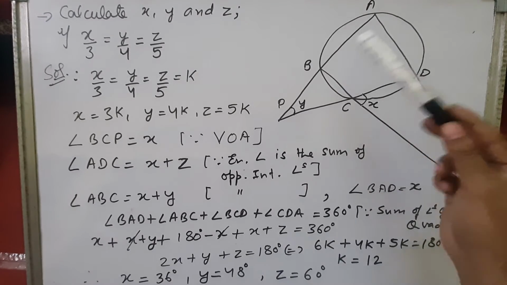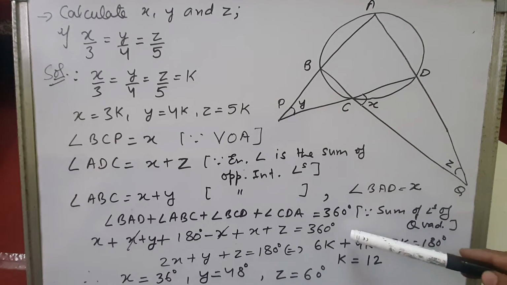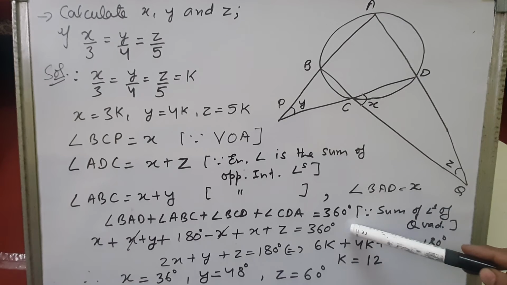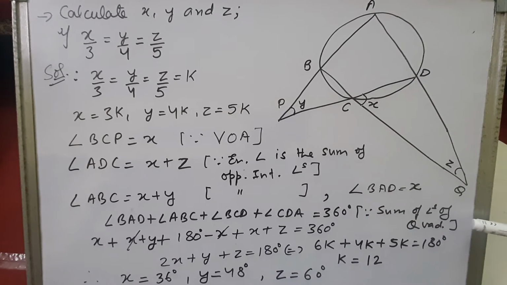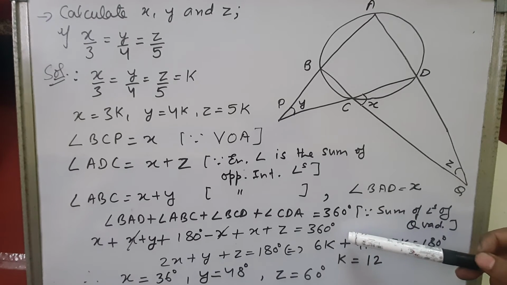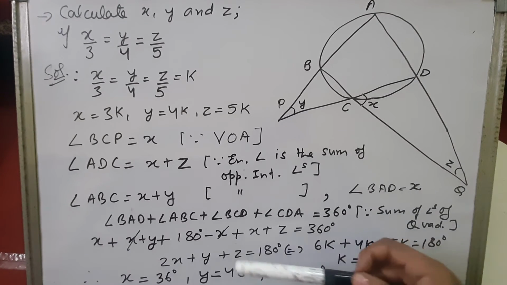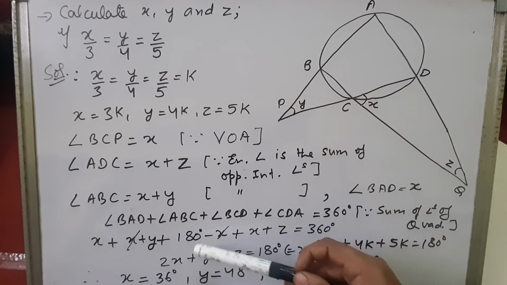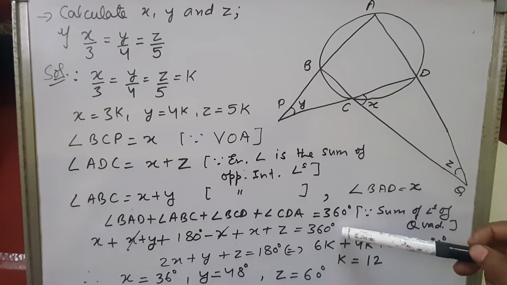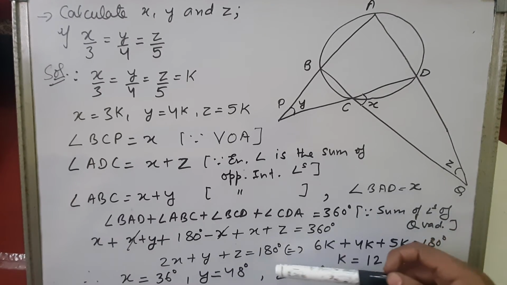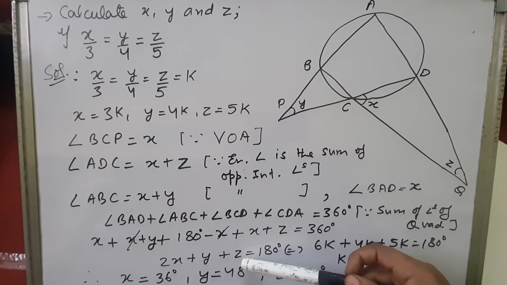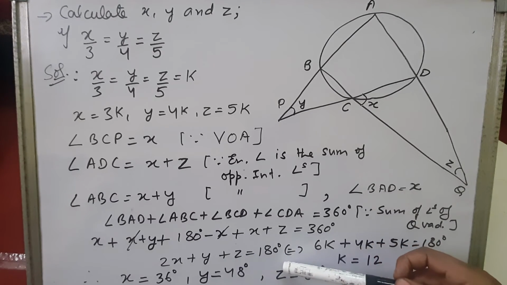So we know that the sum of all the angles of a quadrilateral is 360 degrees. So when we write angle BAD plus angle ABC plus angle BCD plus angle CDA equals 360 degrees, sum of angles of a quadrilateral. Now when we substitute the value of BAD as x, ABC as x plus y, BCD as 180 minus x, CDA as x plus z equals 360 degrees. So this plus x and minus x will get cancelled. 180 transferred to the right hand side, 360 minus 180 will be 180. So on the left hand side we get 2x plus y plus z equals 180 degrees.